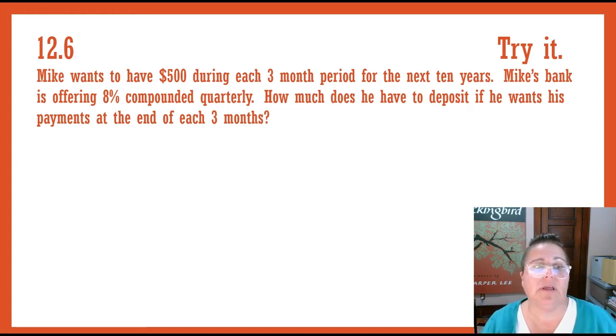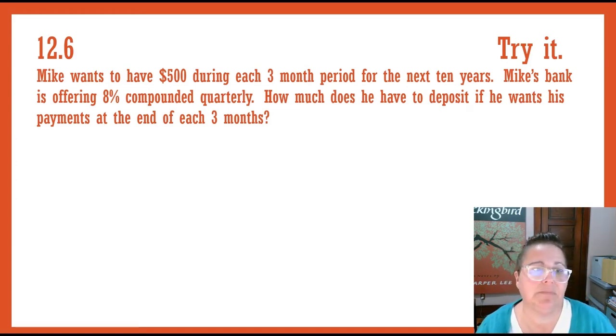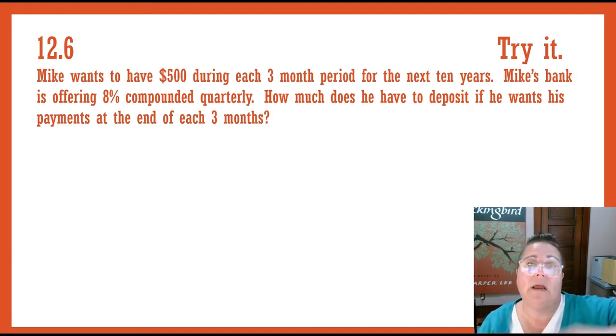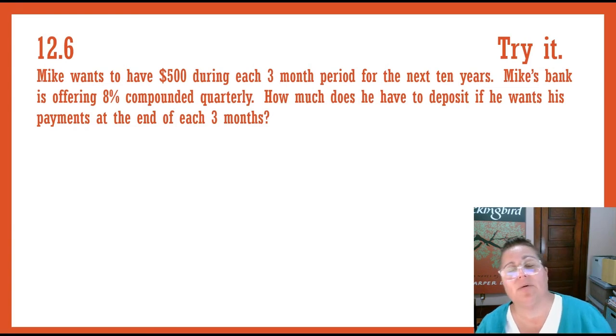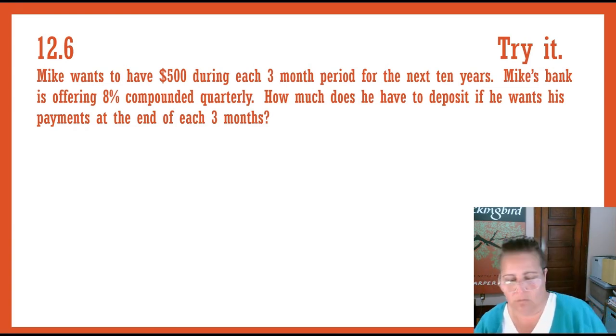Mike's bank is currently offering 8% compounded quarterly. How much does he have to deposit today if he wants that amount of payments at the end of each 3 months, right? So we are determining the present value. We know the payments, and those payments are going into the future. So we are finding the present value.